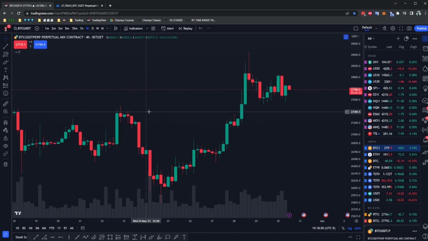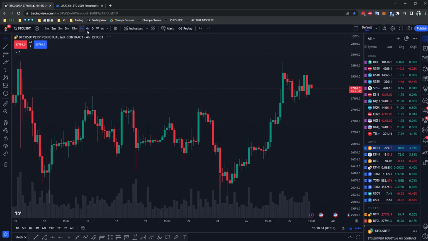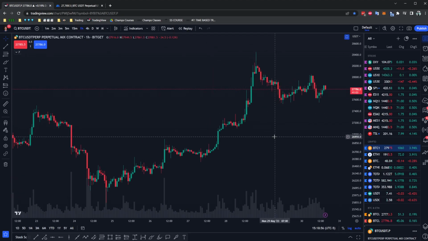And this is where people are going to be looking for shorts. On the downside, this is where people are going to be looking for longs. I would recommend looking on the 1 hour or the 4 hour for these. 1 hour is going to be quite nice because it's not going to take as long. And usually you can find these things relatively easily.